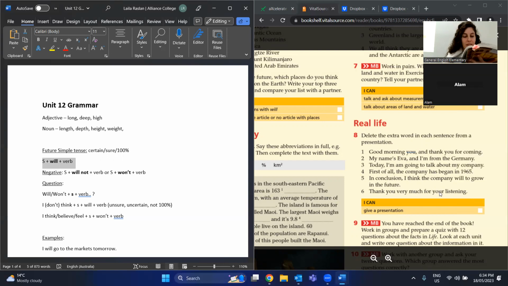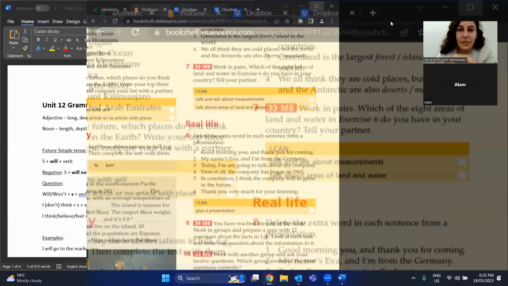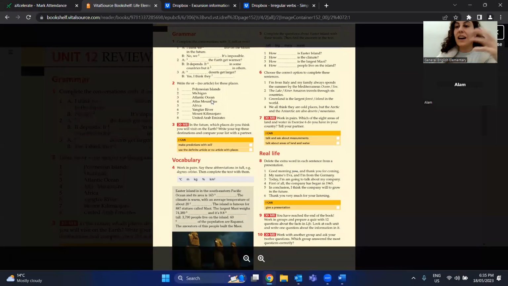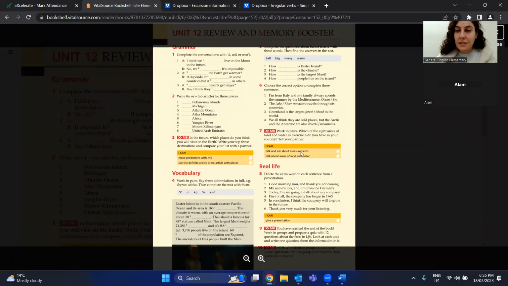Okay, so what we can do is we can now give a presentation. So put a tick here. So unit 12, we've finished completely unit 12. And all you've got to do is remember the rules. So we looked at some grammar, talking about the future simple. We looked at using the article, the definite article, when to use it and when not to use it. We looked at measurements and land and water, talking about places, land and water, and presentations. That is unit 12. So we finished unit 12.